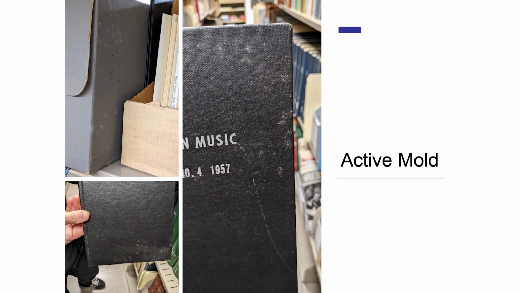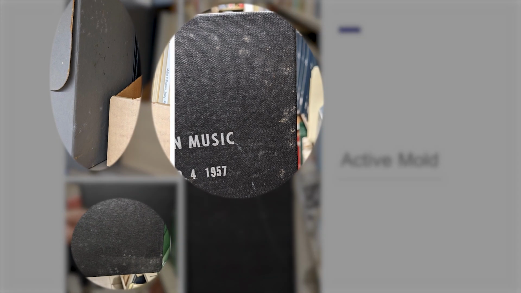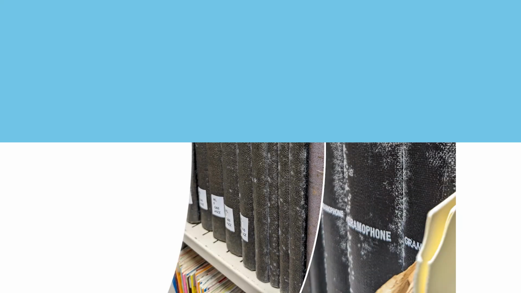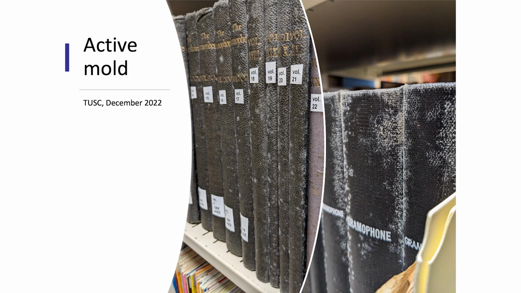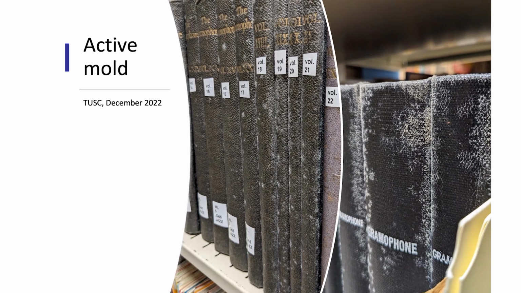The box and book cover in these pictures has an active mold bloom. You can see the white, fuzzy appearance of the Conidia structures. These images are from a recent mold outbreak in Tusk. Here's a look at a mold outbreak on the shelves. As you can see, mold will easily spread from item to item and might require a large-scale response depending on how many shelves are affected.